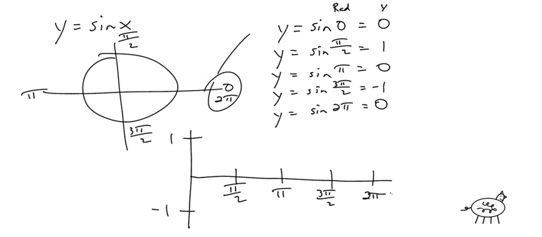And let's plot these points now. At 0 radians, it's going to be at 0. And then at pi over 2, it's going to be up here, at 1. At pi, it's at 0. 3 pi over 2 is negative 1. And 2 pi is back at 0. All right? So, again, you guys are going to plot a lot more points in here to actually see that it is a curve.